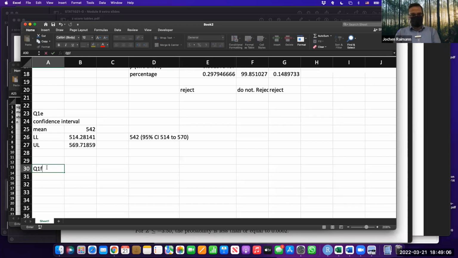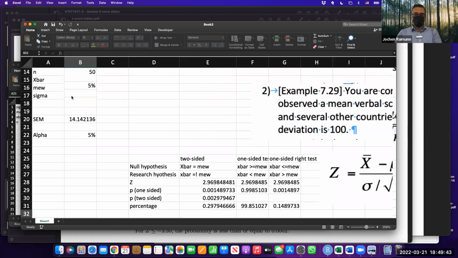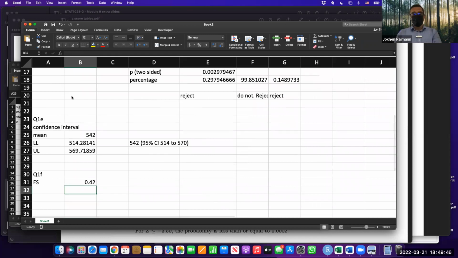And then we have Q1F, which is the effect size. And that's easy. We know the effect size basically takes sample size out of the calculation, and makes the difference relative to the variability of the scores in the population. So you get an effect size, ES, by calculating B2 minus B3 divided by the sigma. The sigma is 100. So your effect size here is 0.42.